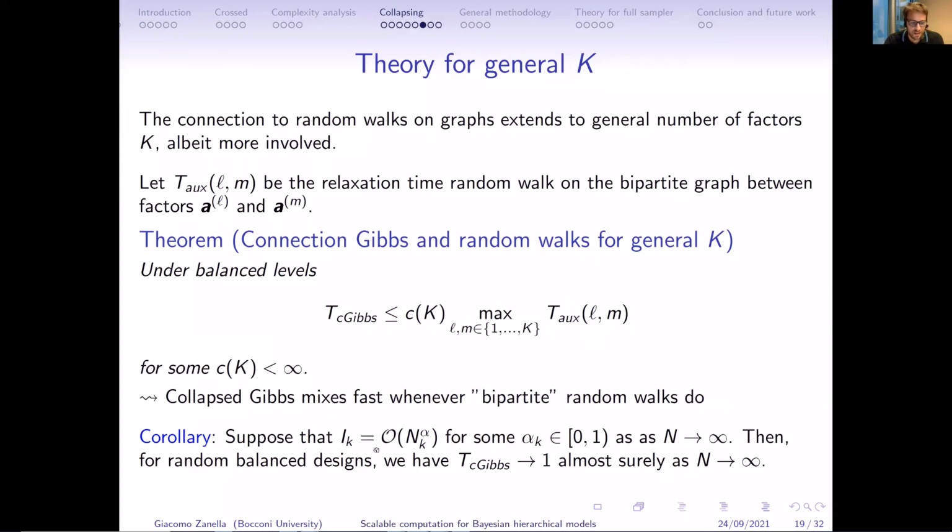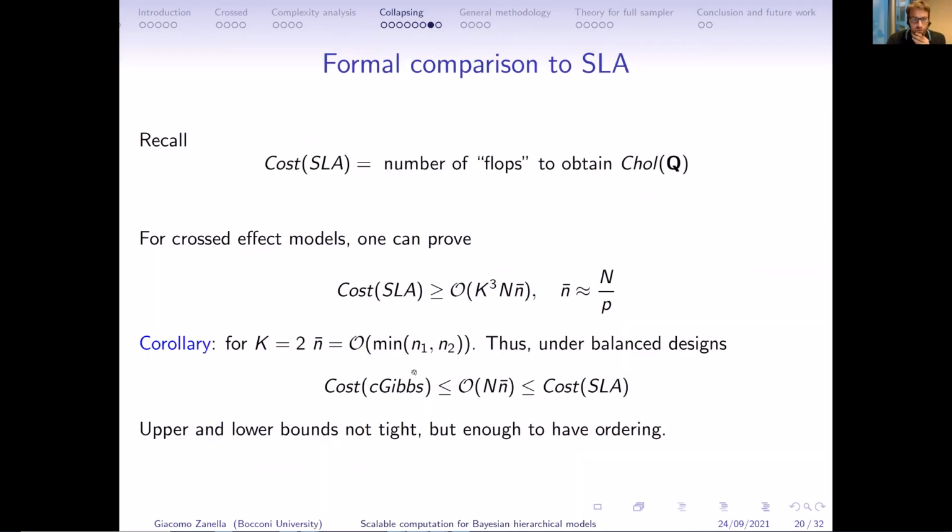So you get a corollary, a case where you have the number of factors being either fixed or growing sublinearly with n. Then what you can show, combining this result with Alon conjecture type results, is that the relaxation time of collapsed Gibbs is upper bounded and will converge to 1 as you increase the size of this K-dimensional tensor. So this is something that we're working on at the moment.